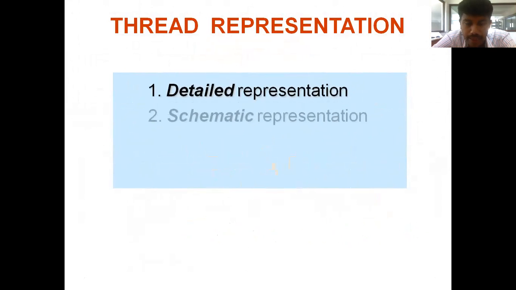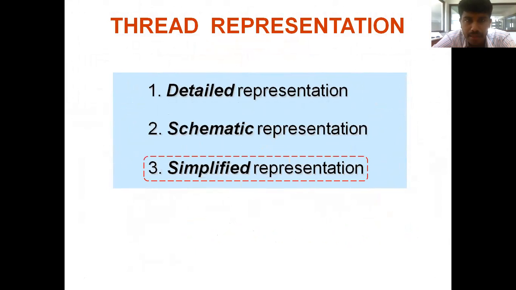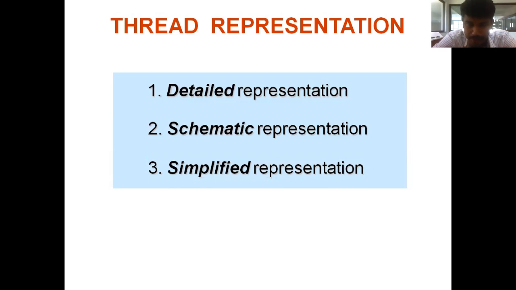We ended last class at detailed representation, how to represent the threads. Detailed representation is there, schematic representation is there, simplified representation is there. Very, very important how to represent the threaded things. At industry level you will see whether it is an internal thread or external thread, and what the thread size is, needs to be highlighted on the drawings. So you should know these things very clearly.